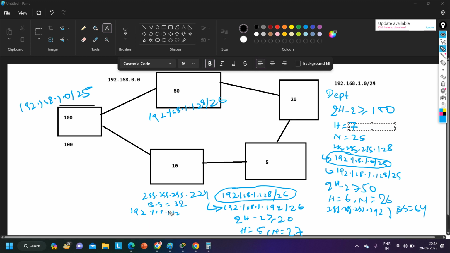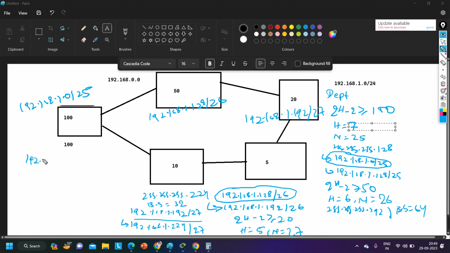That means my first network is 192.168.1.192/27. And the second network is 192.168.1.192 plus block size, 32 plus 32, that is 224. 224/27. I will give this to department 3, 192.168.1.192/27. And after that again we will perform subnetting on this network.